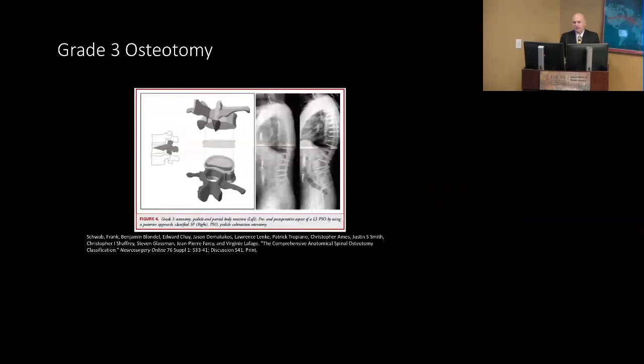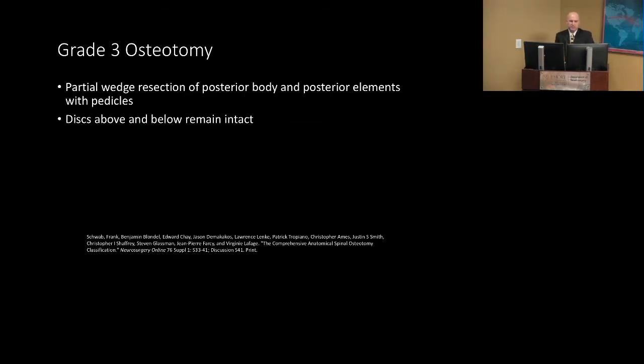The grade 3 osteotomy is really going to be your primary workhorse in adult spinal deformity. And this has previously and more commonly been referred to as a pedicle subtraction osteotomy. So this involves a partial wedge resection of the posterior body, posterior elements, as well as the pedicles. But the key differentiator is that the disc above and below have to remain intact for it to be a grade 3 osteotomy.